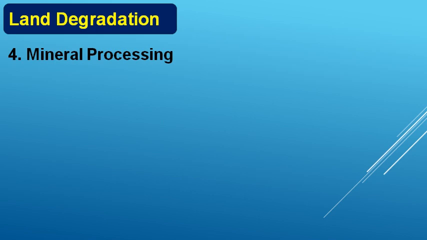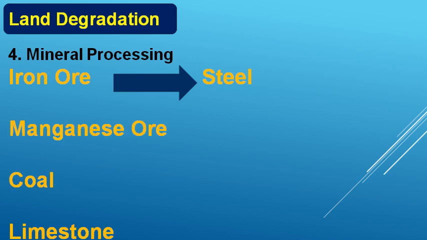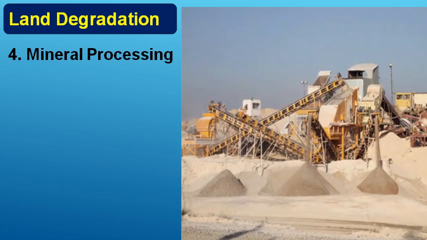Then it is mineral processing. Now we know mining happens, and after that the same mineral is processed. Supposing I take iron ore. From iron ore we make steel, and for making steel we require iron ore, manganese ore, coal as well as limestone. Now when they are processed, hardly 25 to 30% is the iron or steel that we get finally. But more than half of it is waste, that is dumped somewhere.